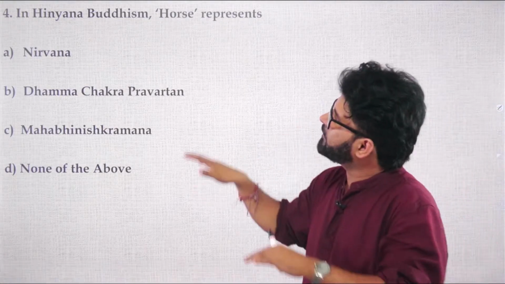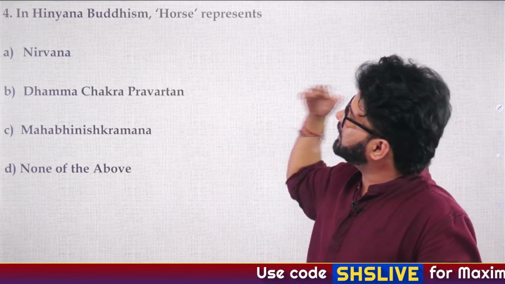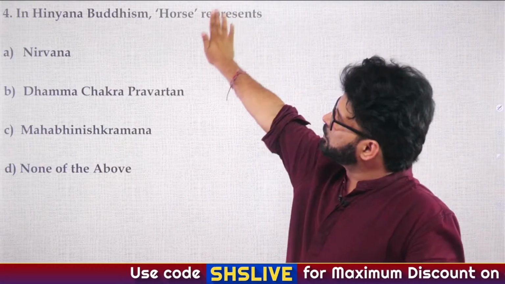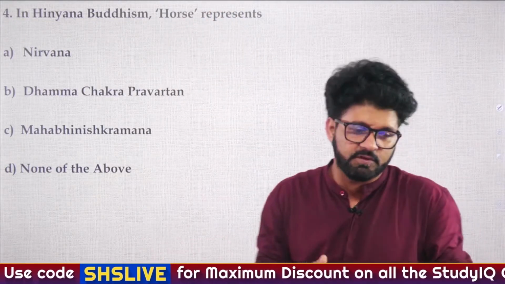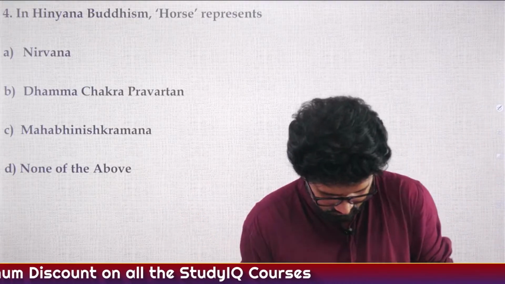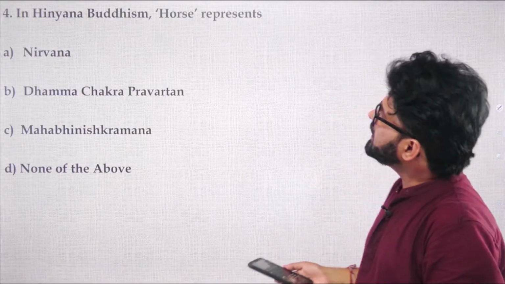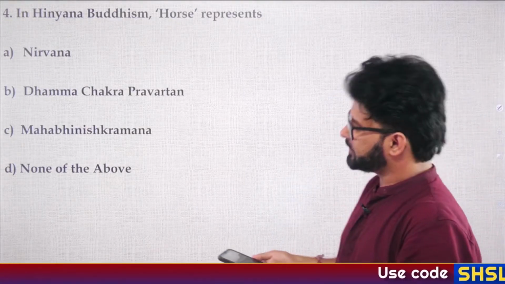Now, since we have read a lot of theory, let's solve one question. This is the 4th question of the day. After that, we have 6 more questions and some more theories. So what is the answer to this question? In Hinayana Buddhism, horse represents what?